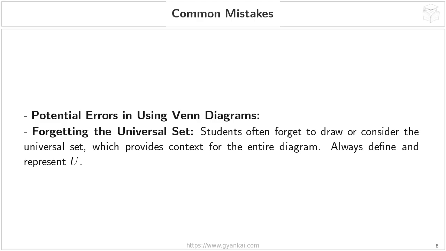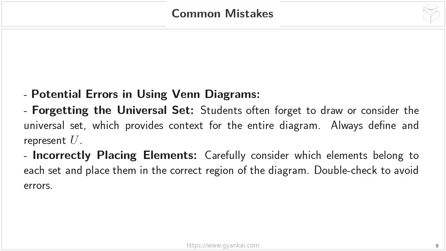The first potential error is forgetting the universal set. Now, remember from earlier, the universal set, we denoted it as U, represents everything we're considering in a particular problem. It's the big picture, the boundary of our discussion. Students often leave this out when drawing their Venn diagrams, and that's a big mistake. It's like building a fence without defining the property line. Always define and represent your universal set, usually as a rectangle enclosing the circles representing your sets. It provides essential context.